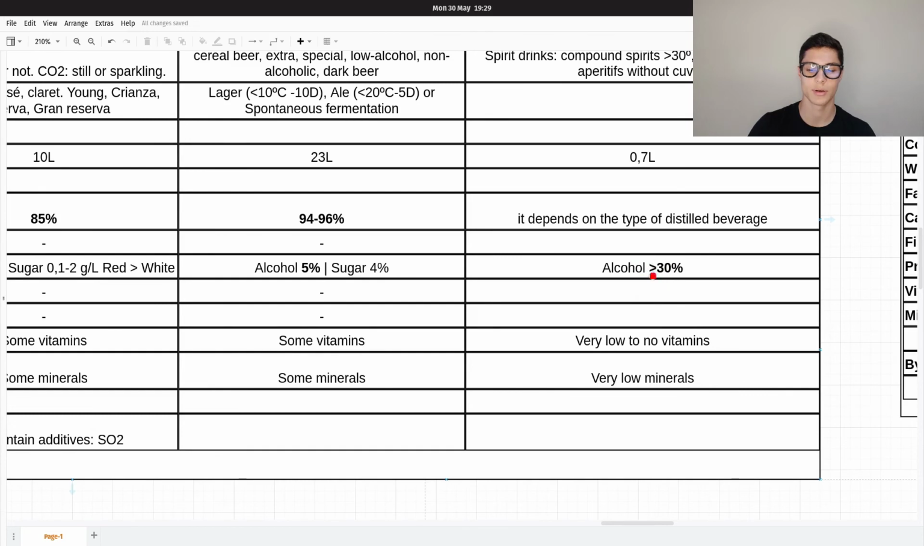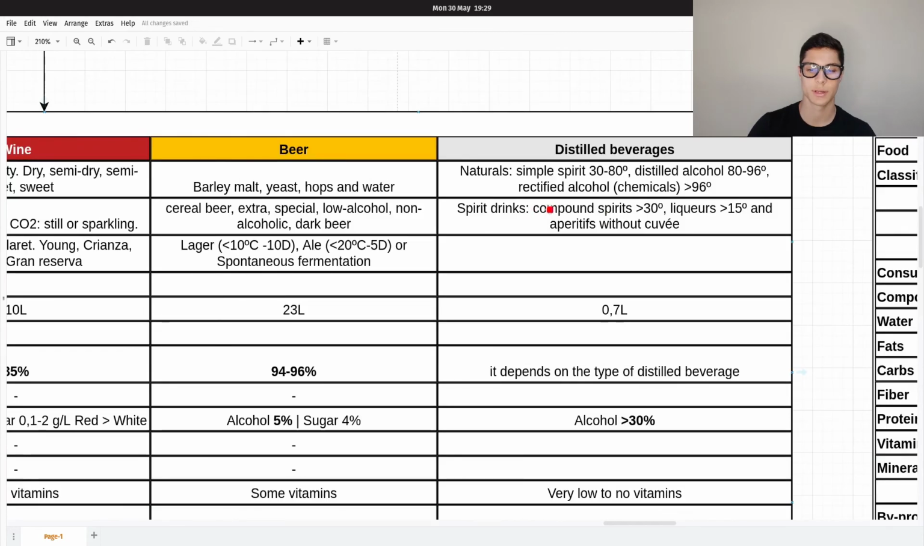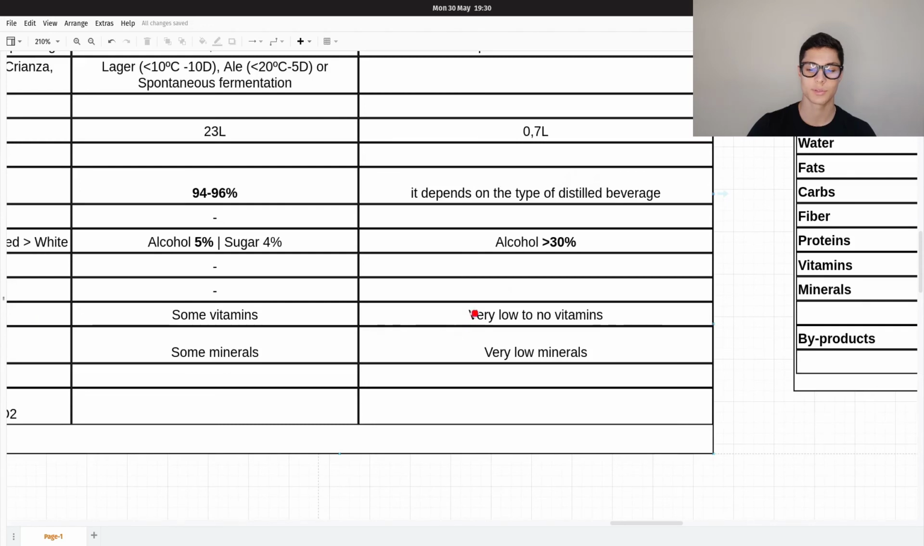Indeed, the majority of those spirit drinks that are more common, the compound spirits, for example, vodka, gin, or whiskey, they are around 40, so they have 60 or less percent of water. In terms of vitamins, there are no vitamins, and in terms of minerals, well, very, very low.